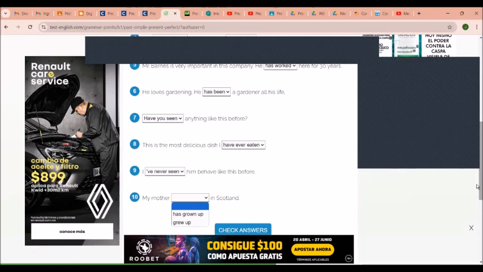Irma, can you see the screen now? No. All right. I'll come back to you. Let's go to Sophie. Sophie Iturbe, can you see the screen? Yes. All right. What should we use here? My mother grew up in Scotland. Exactly.